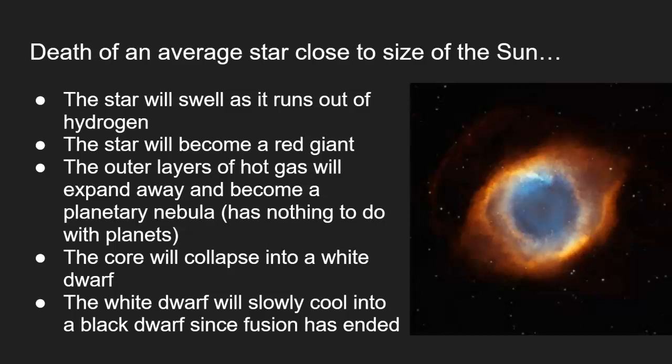The outer layers of hot gas will eventually expand away and just kind of blow away from the star. That turns into something called a planetary nebula, even though a planetary nebula has nothing to do with planets. The core will collapse into a white dwarf, and the white dwarf will slowly cool over time, and eventually when it cools off enough, it will turn into a black dwarf. There will be no more fusion. It will not be putting out any more light. And if you look at this picture, somewhere here in the middle is a small white dwarf, and this is the planetary nebula expanding away.